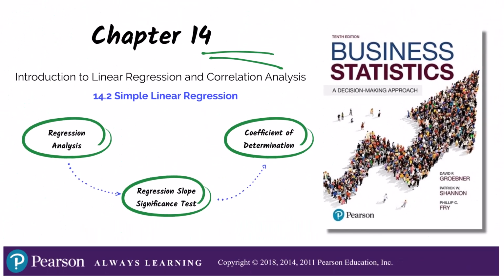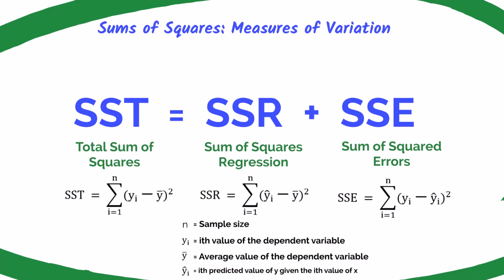Let's talk about our last topic in this video and the concept of the coefficient of determination. First, let's talk about the concept of the sum of squares, which is the measures of variation in the regression analysis. The formula here is SST equals SSR plus SSE.